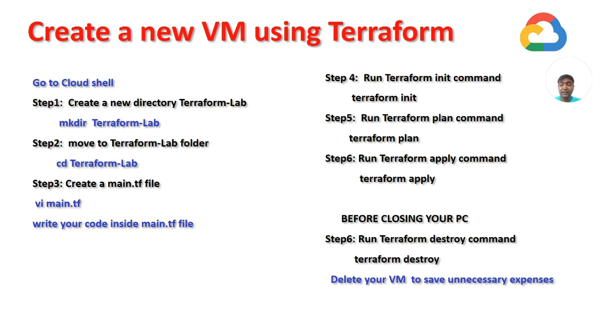In the sixth step, I'll run the terraform apply command to apply the changes defined in the Terraform configuration file to the infrastructure. It reads the configuration, compares it to the current state, and creates, modifies or deletes resources as necessary. In the seventh step, I'll run the terraform destroy command to destroy the infrastructure created by Terraform and save unnecessary expenses.